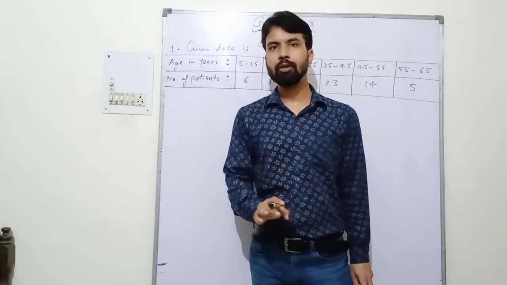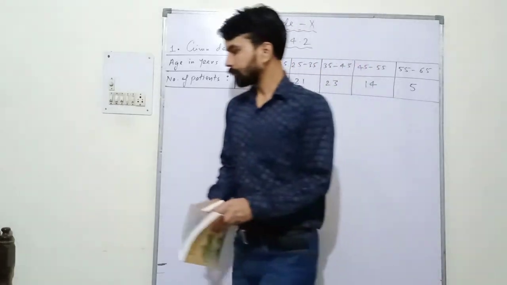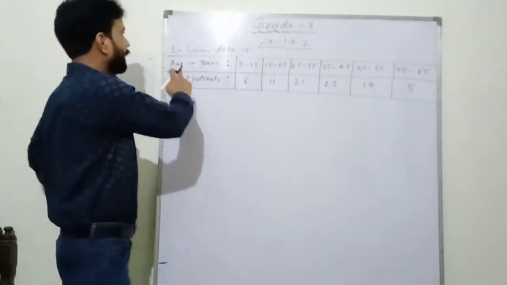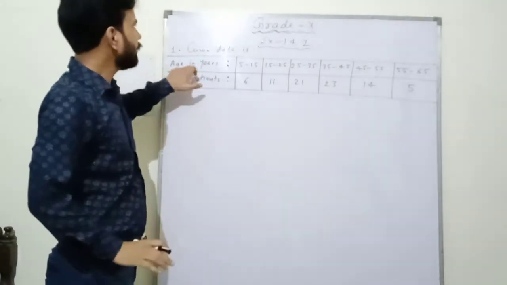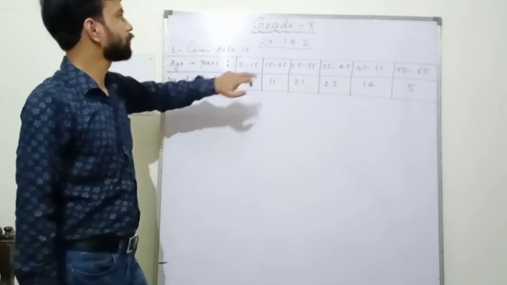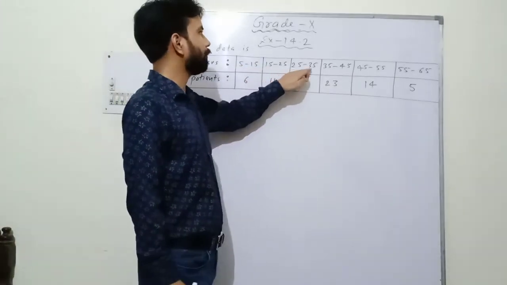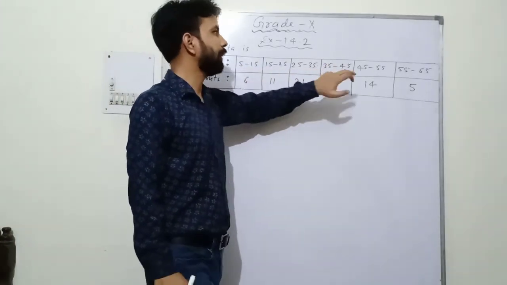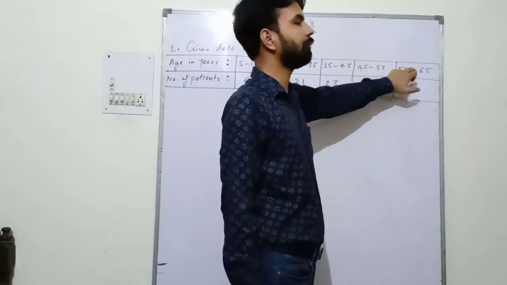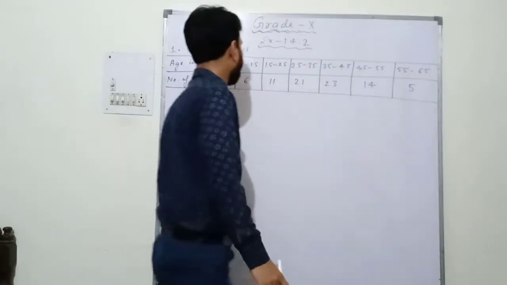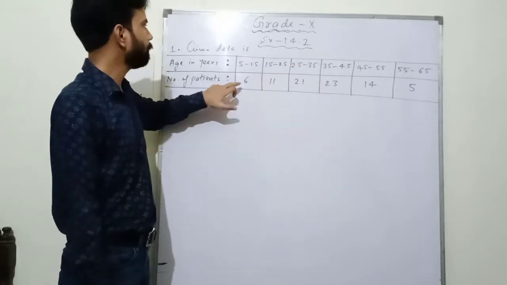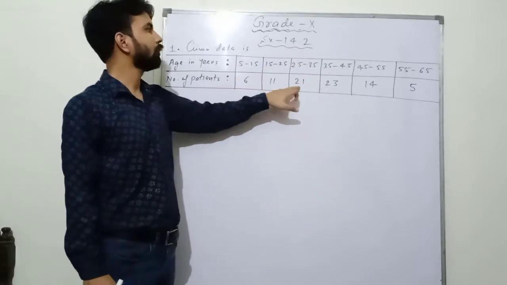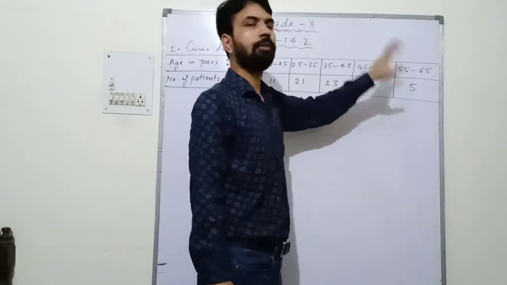Now the second thing which we have to find here is the mode. So how to find mode? Just see here. The given data is this: age in years and number of patients. Age in years are given 5 to 15, 15 to 25, 25 to 35, 35 to 45, 45 to 55, and 55 to 65. And the number of patients of each age group are 6, 11, 21, 23, 14, and 5.